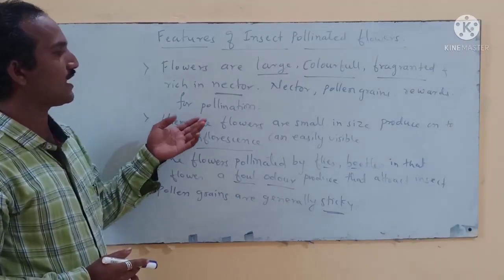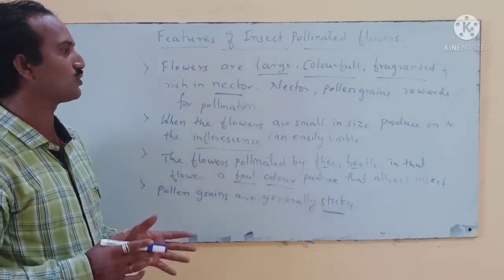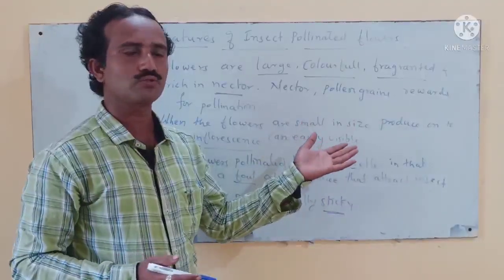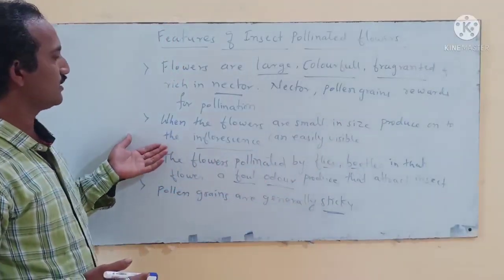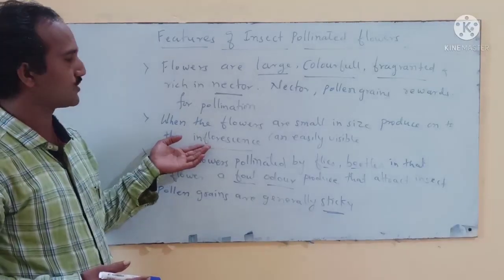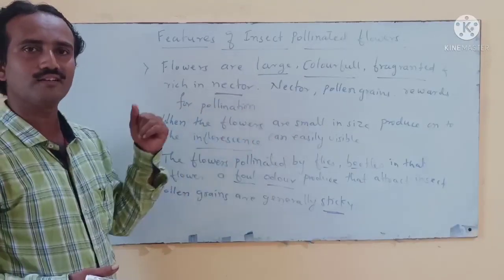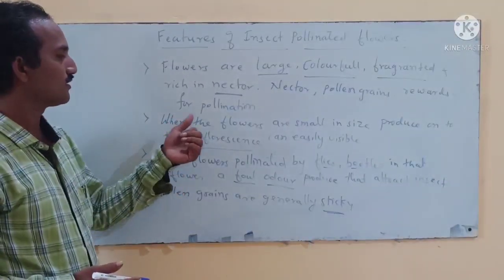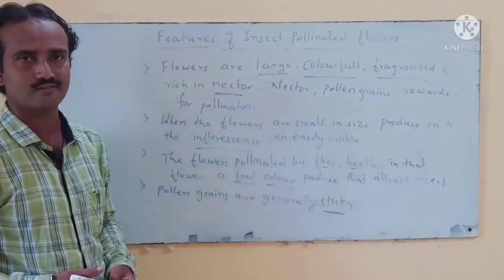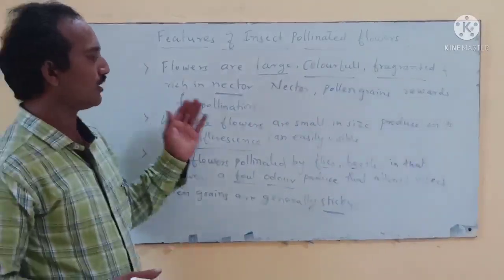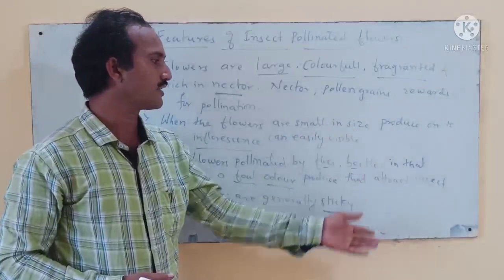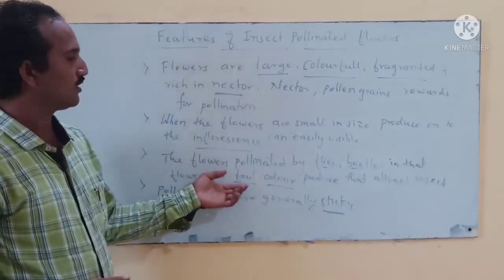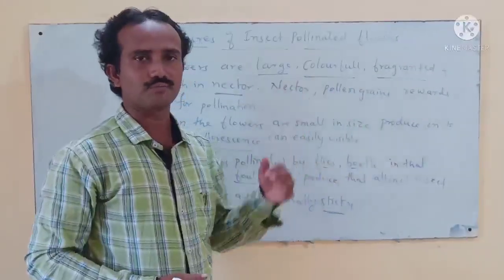Then when the flowers are small in size, they cannot be visible to the insects, that's why they produce the flowers in the form of inflorescences, which can be visible to the insects by the naked eye. Then the flowers pollinated by flies and beetles, where the pollinators are flies and beetles, produce a foul odor in the flower, and that will attract this type of insects.